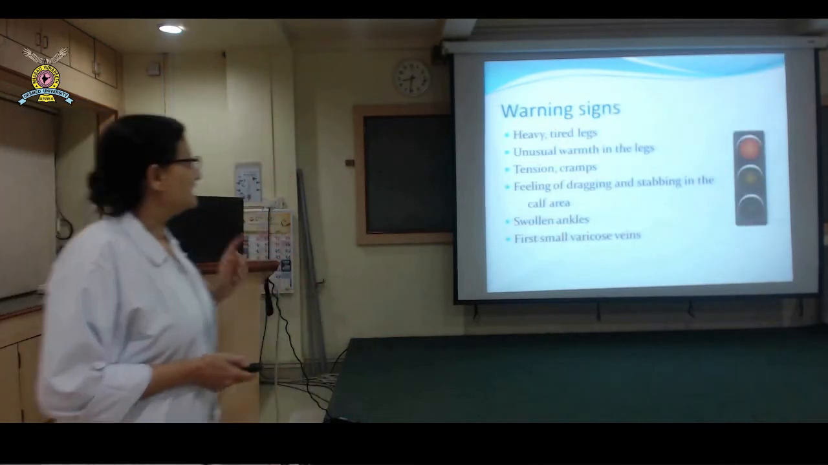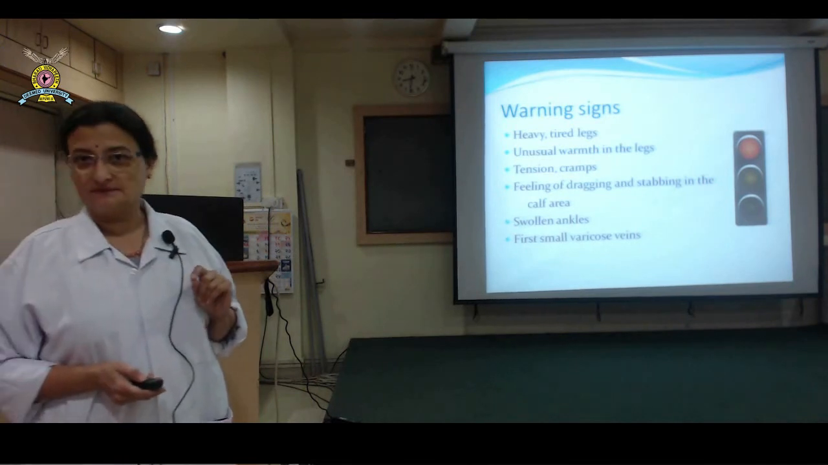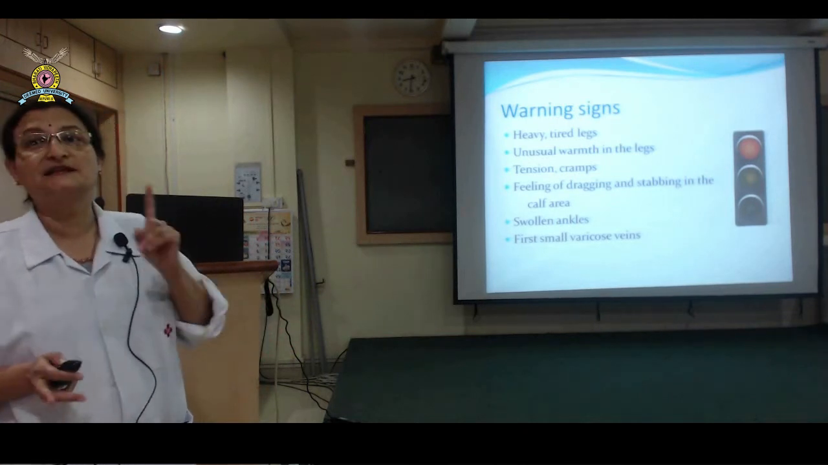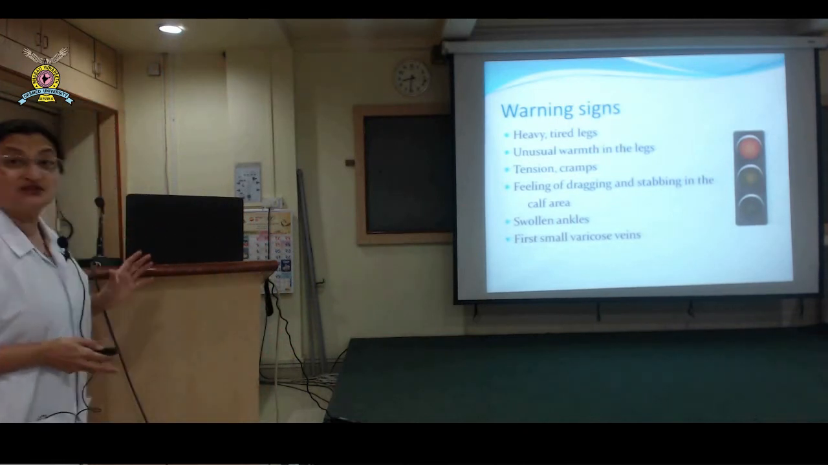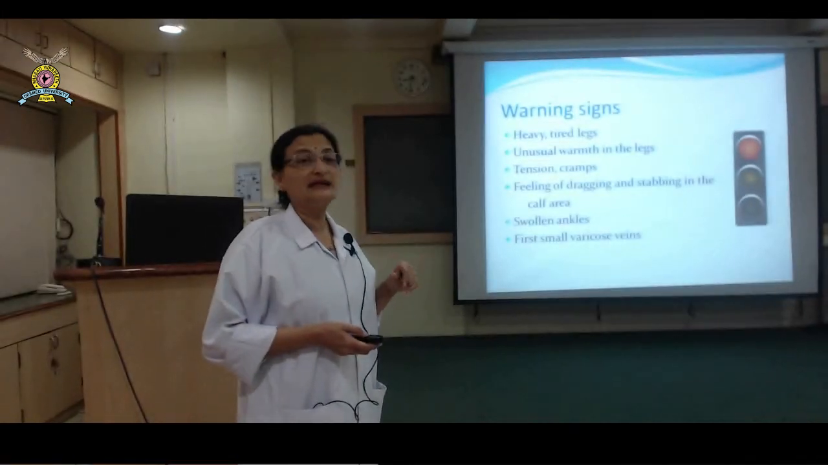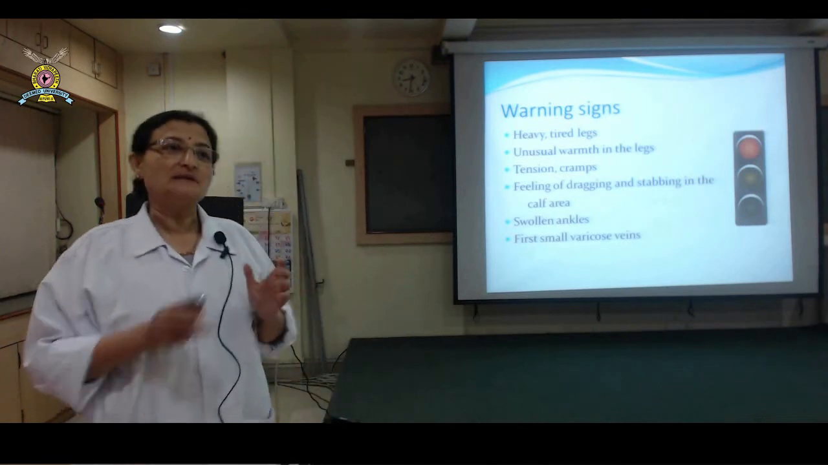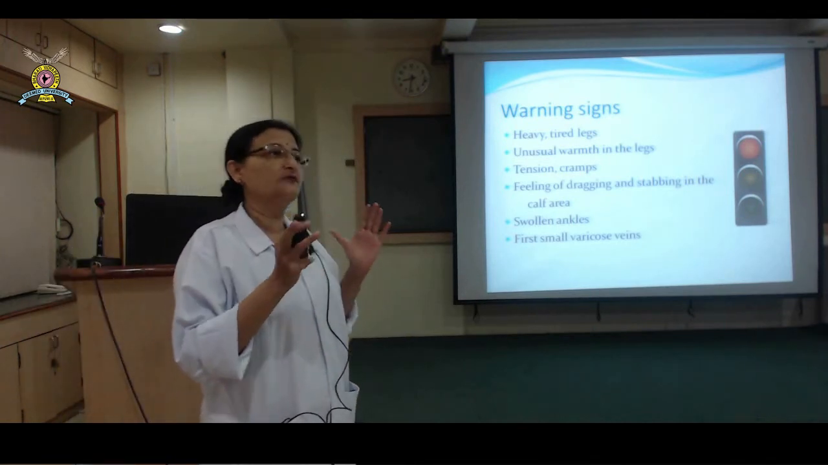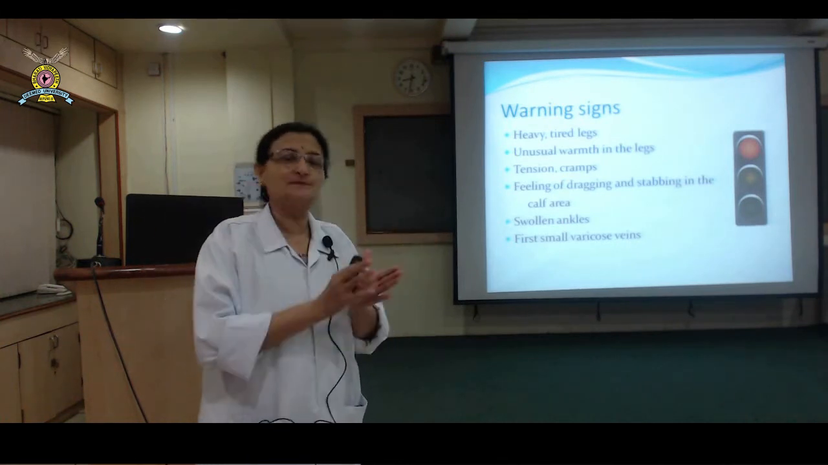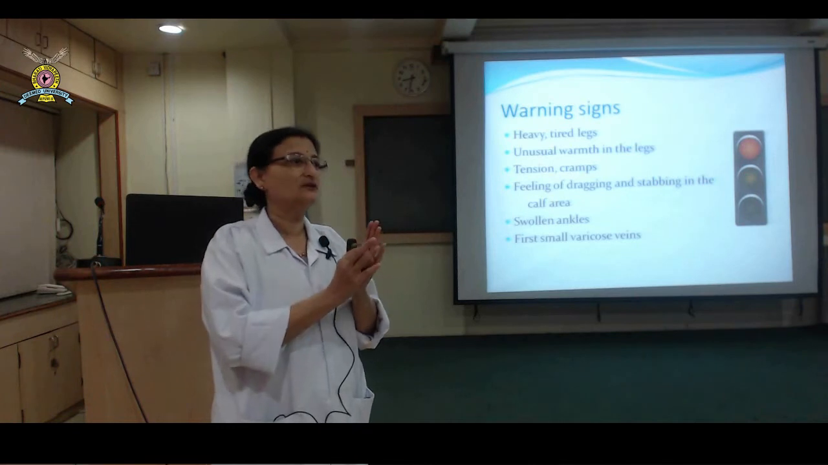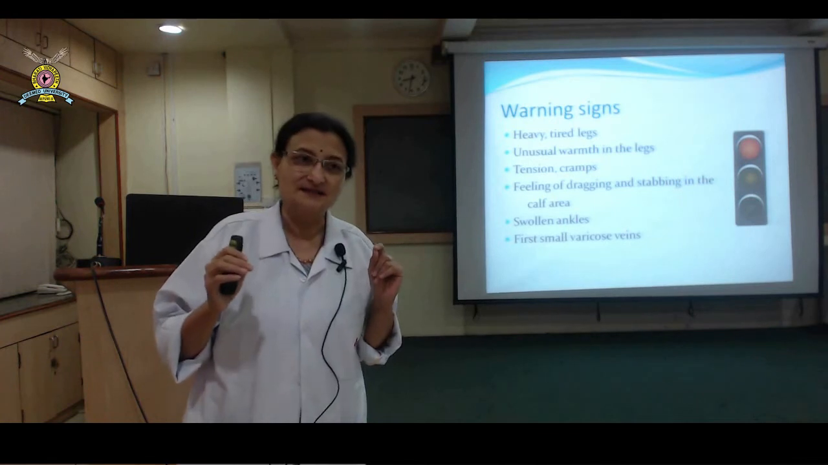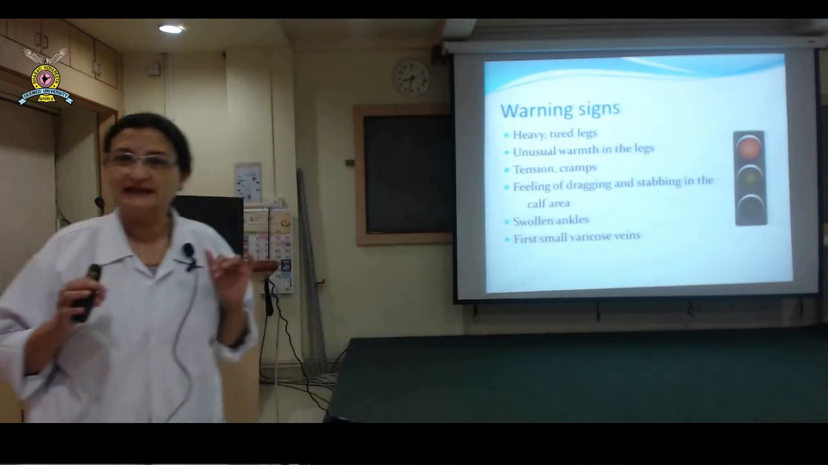So warning signs are heavy tired leg, unusual warmth. Many of the sensitive people will tell you that they become very warm towards the end, especially women will tell you that. Okay, then tension, cramps. What is the question? When do they get cramps? They usually get night cramps. Why night cramps? Because in the daytime the veins are dilated, full of blood. They are increased in size. When the patient lies down, suddenly this pressure goes and the vein collapses and that stimulates the vasa nervosa of the vessels. Okay, that's why they get those classical night cramps.